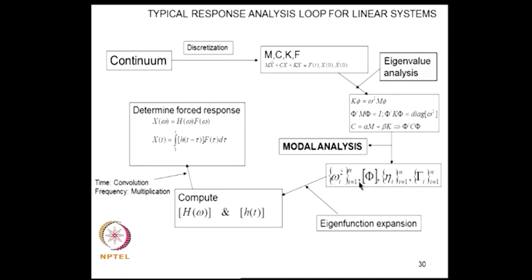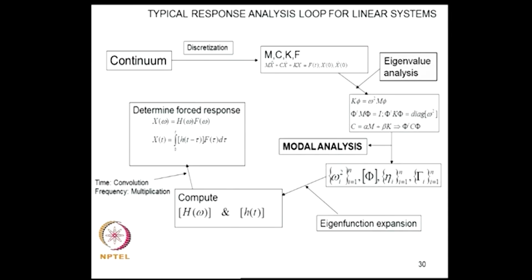Once this is known, we have seen already how to compute the frequency response function or impulse response function, and either use this algebraic relation or this convolution relation and obtain the response either in time or in frequency domain. This we have seen. So, in time, it is a convolution; in frequency it is a multiplication. This is what we do in computational modeling.